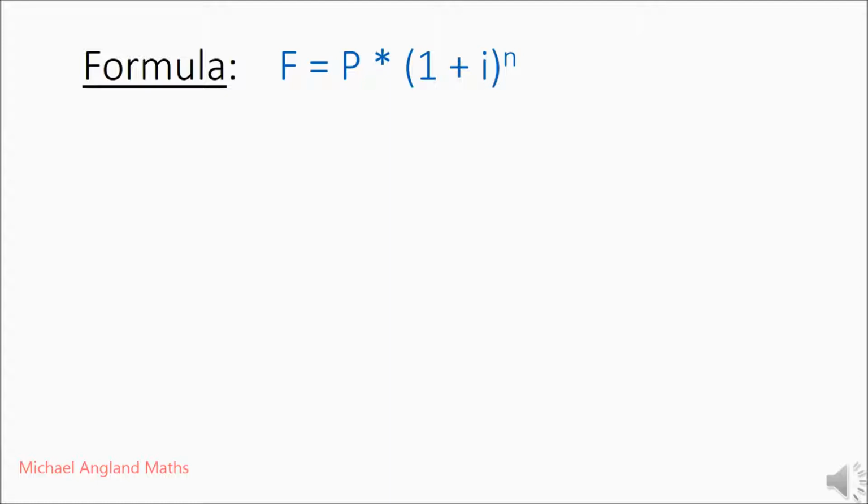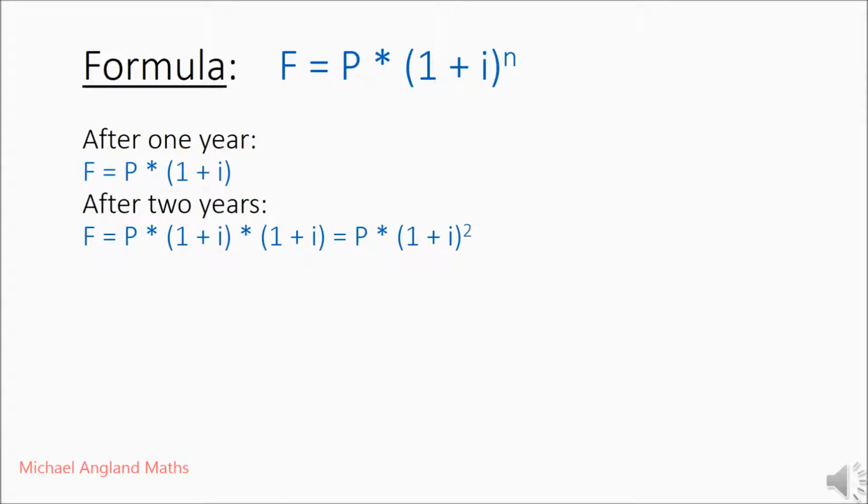So as we look at this, the first line here is F = P multiplied by (1 + I). So for example, if the interest rate is 5%, we would have 1 plus 0.05 or 1.05, and we would be multiplying the principal by 1.05 to find out the increase in value after 1 year.